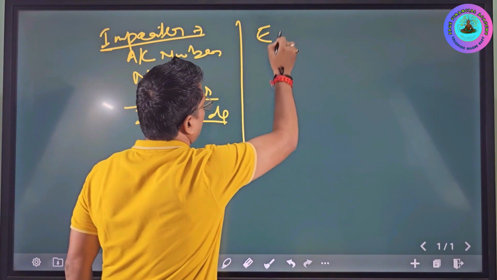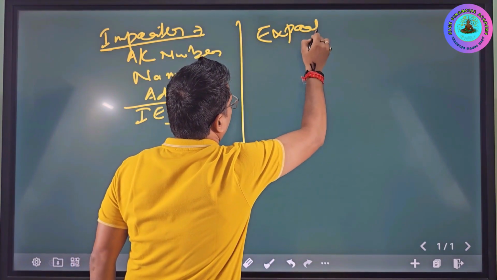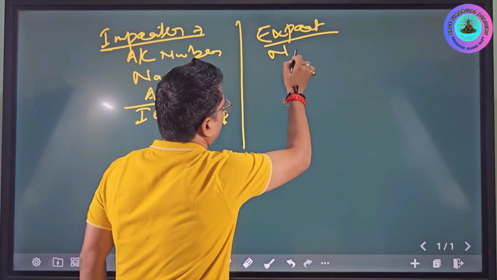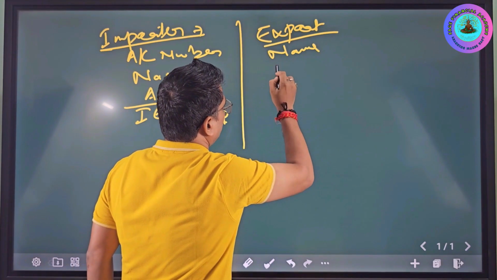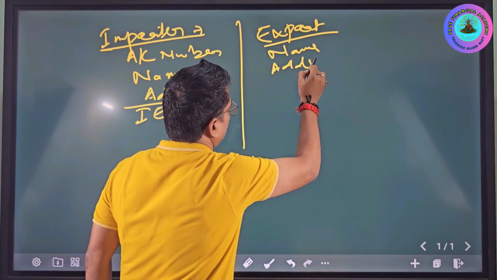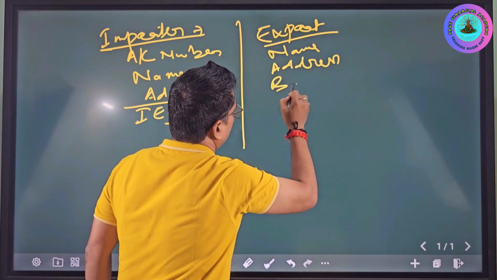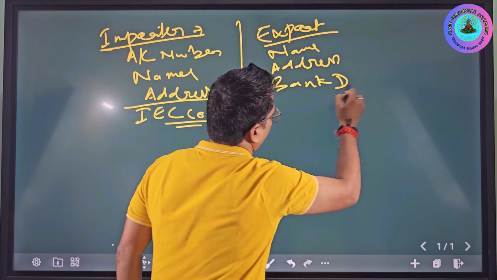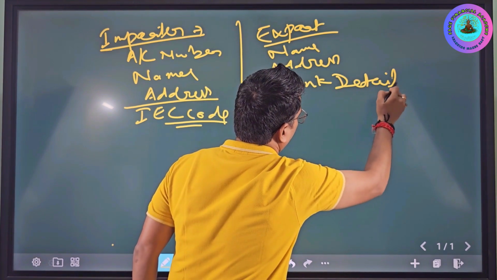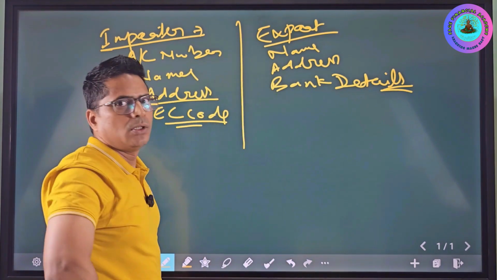Similarly, the exporter. What is required? Name, address, bank details, where they are going to make the payment.